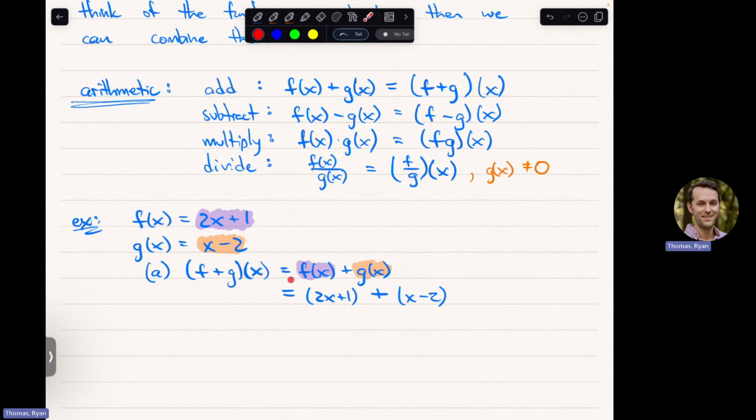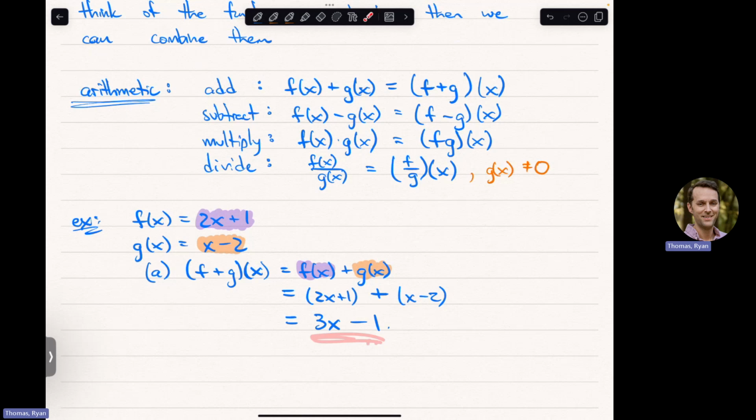To turn this from an abstract idea about names of functions into something more concrete, I have a symbolic representation of the function, a formula, for these functions. This plus sign is this plus sign, which is this plus sign, which is what the problem was asking me to find: the sum of those two things. Then we just add. Here, adding means combining like terms: 2x plus x, 1 plus negative 2, so minus 1. And this, 3x minus 1, is my new combined function that I got from finding f plus g.